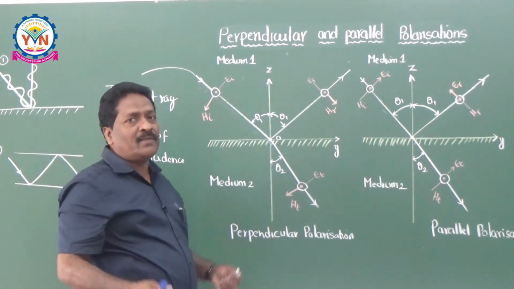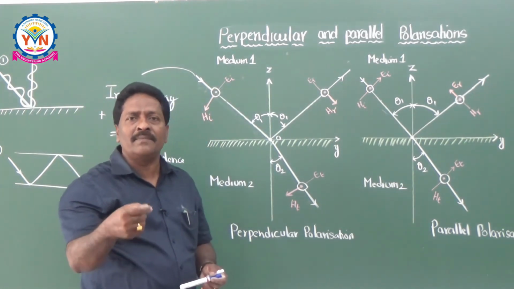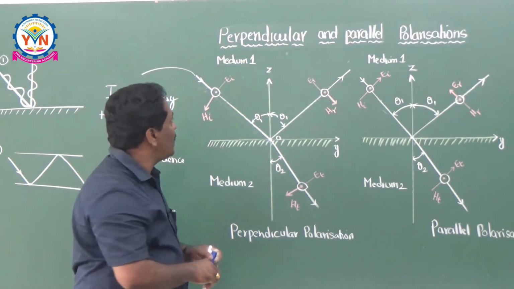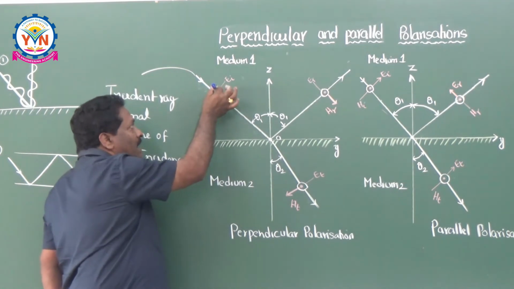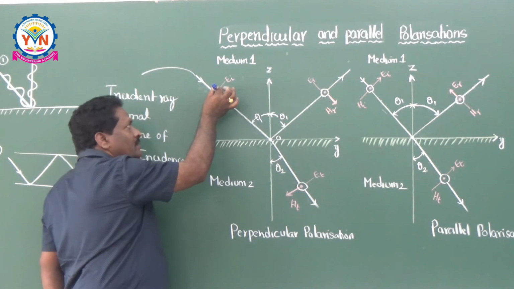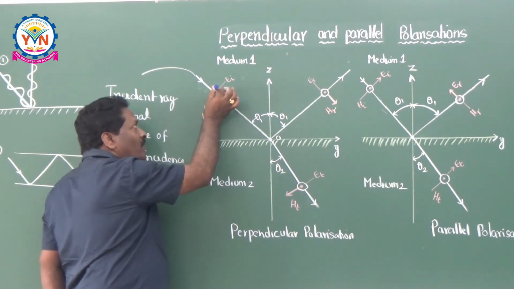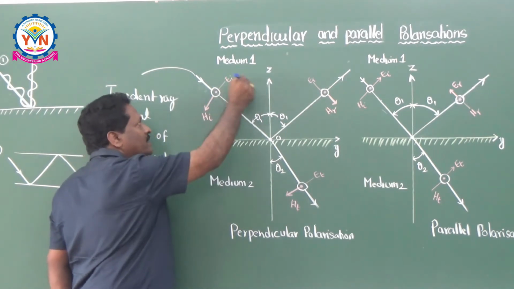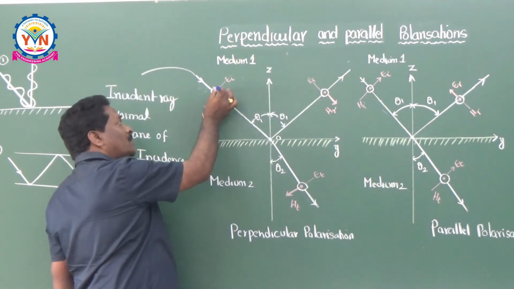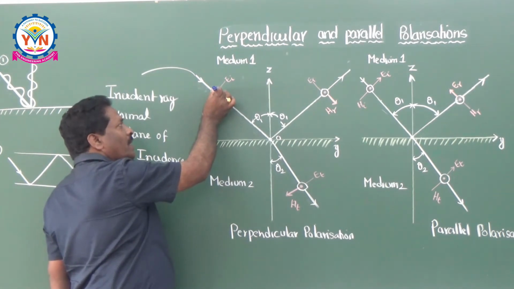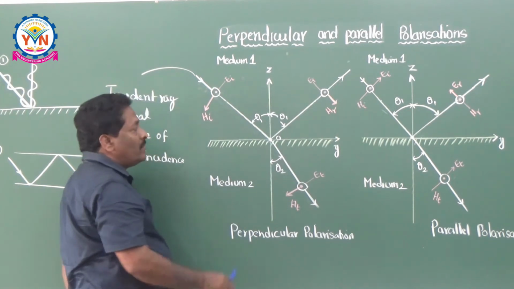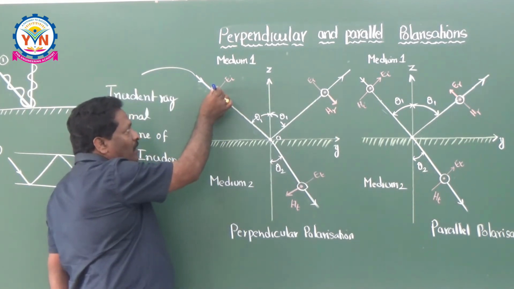Remember friends, what is meant by polarization? Polarization always tells about the electric field intensity. Here, this dot is indicating the electric field is vertical. This electric field is at an angle of 90 degrees to the plane of incidence. Then it is called perpendicular polarization, because it is perpendicular to the plane of incidence. At the same time, if you take this boundary surface, this electric field is parallel to this boundary surface.